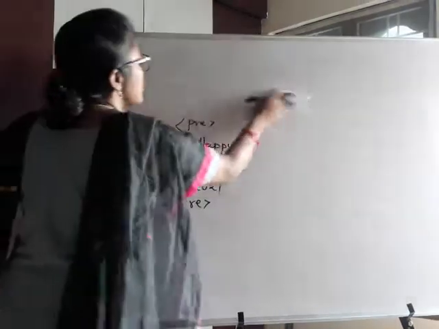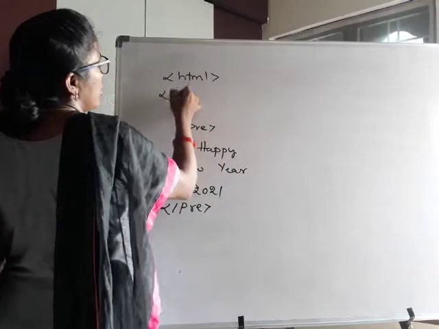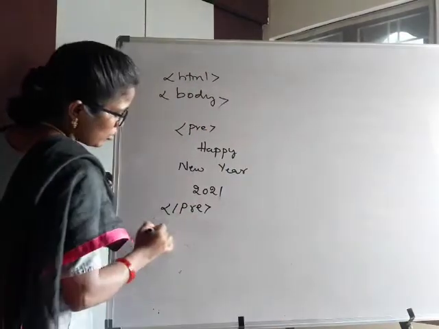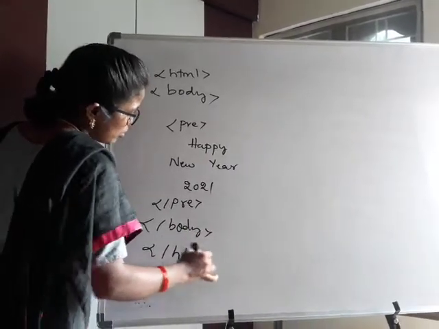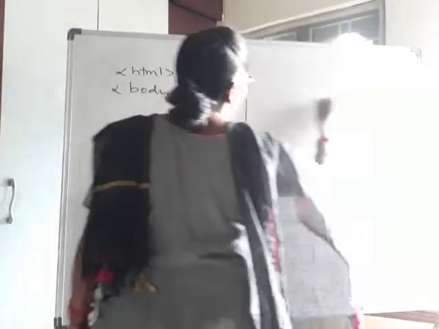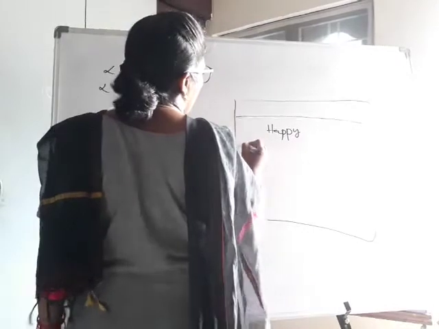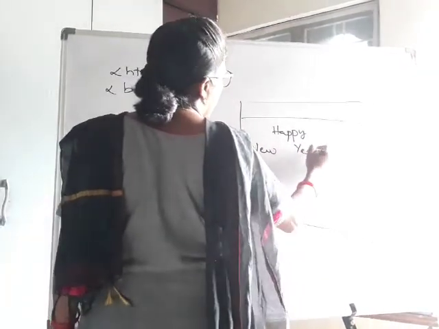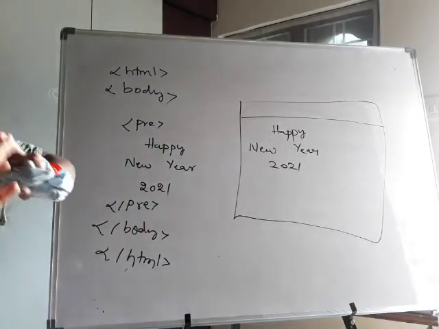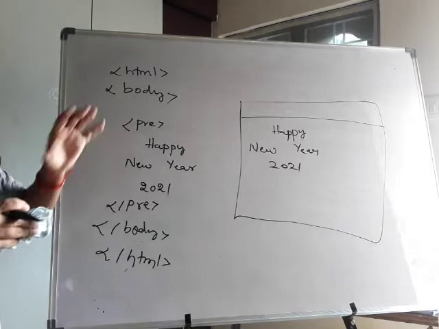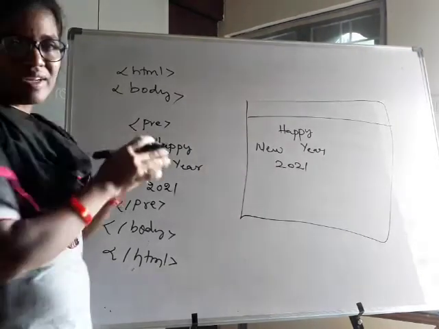So just quickly we'll make it into a program. I am adding HTML body here, close the body, close the HTML. So how will my output be? My output will be happy new year 2020. Like this I can have that pattern, whatever I write in my text file. Hope this is all clear for you.